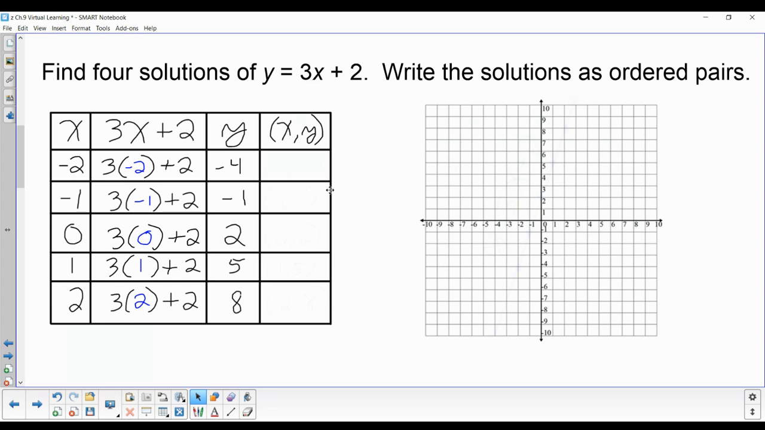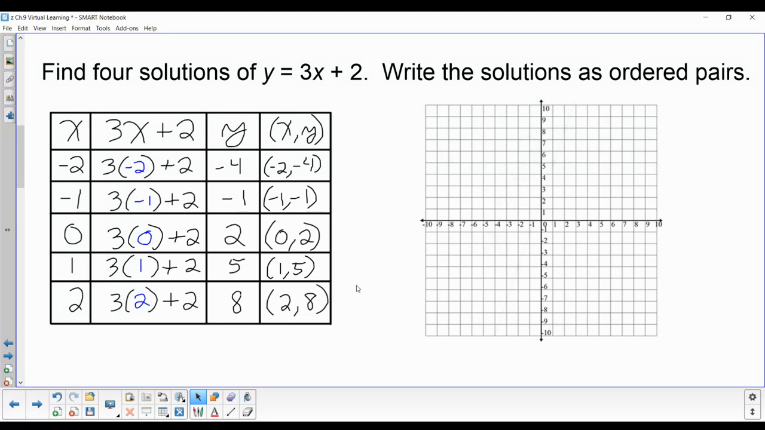The last column, you would just take the x and y to make your ordered pair. So the x is -2, the y is -4. You have -2 comma -4. When the x is -1 and the y is -1, you have the ordered pair -1 comma -1. When the x is 0 and the y is 2, you have 0 comma 2. When the x is 1 and the y is 5, you have 1 comma 5. And when the x is 2 and the y is 8, you have 2 comma 8. Once the table is completed, you would take those ordered pairs and we will use them to graph.